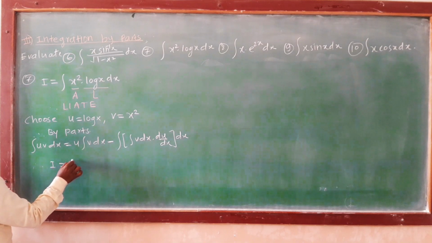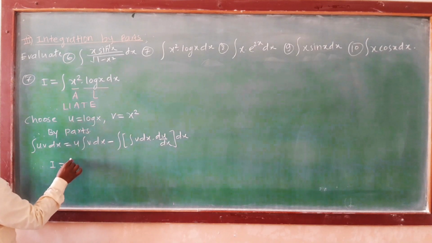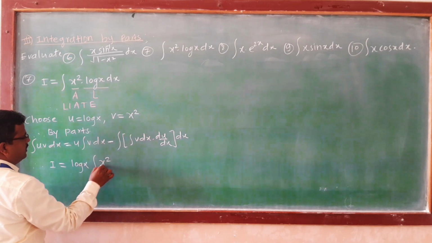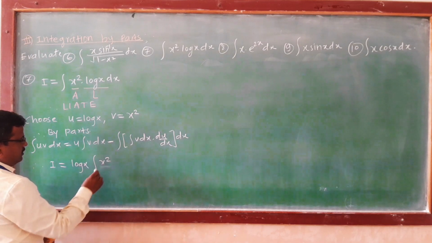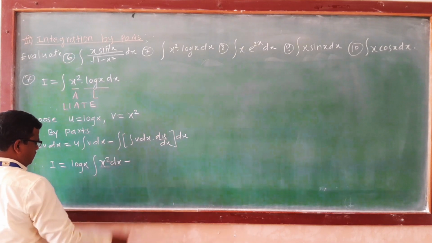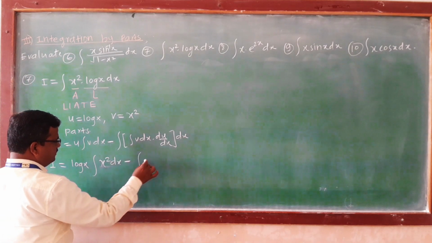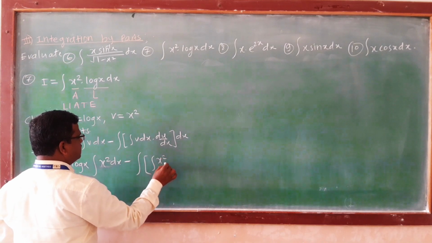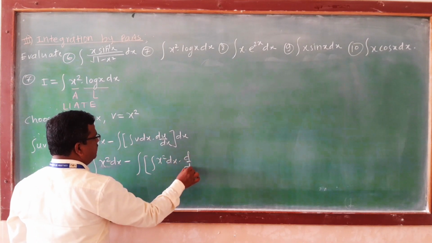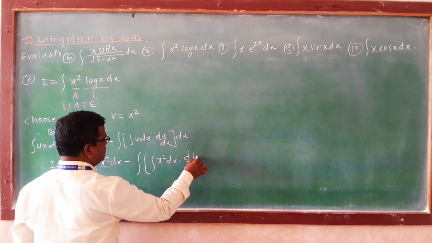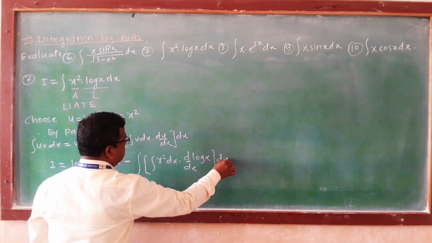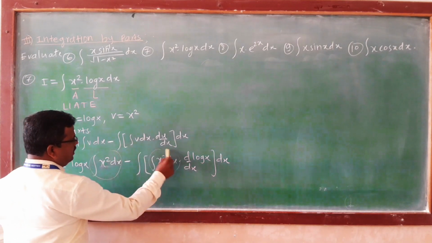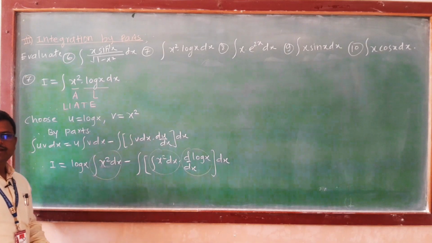Therefore I is equal to u, which means log x, times the integration of v, which means x square dx, minus, in square brackets, the integration of [the integral of v, which means x square dx, into d by dx of u, which means log x] with respect to x. Now we need the integration of x square and the derivative of log x.